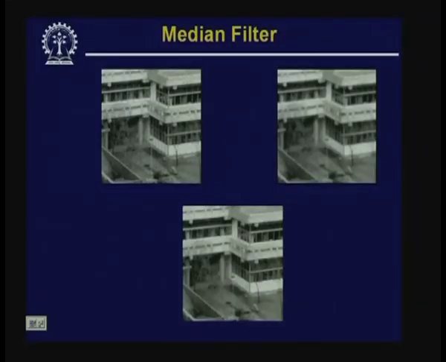On the top left is the original noisy image. On the top right is the image obtained using the box filter, and the bottom image is the image obtained using the median filter. And here it is quite obvious that median filtering reduces the noise, but at the same time it maintains the sharpness of the image.